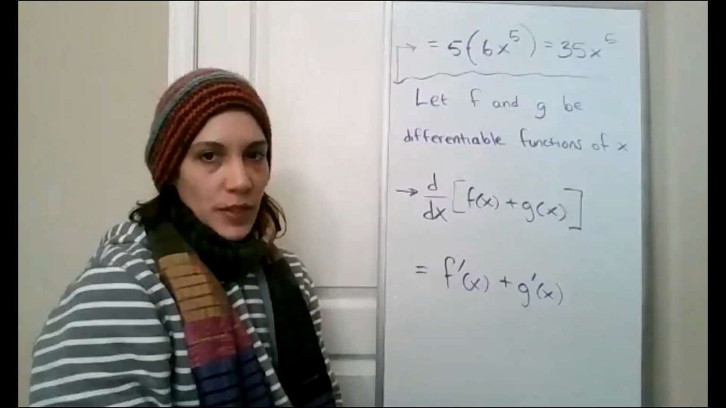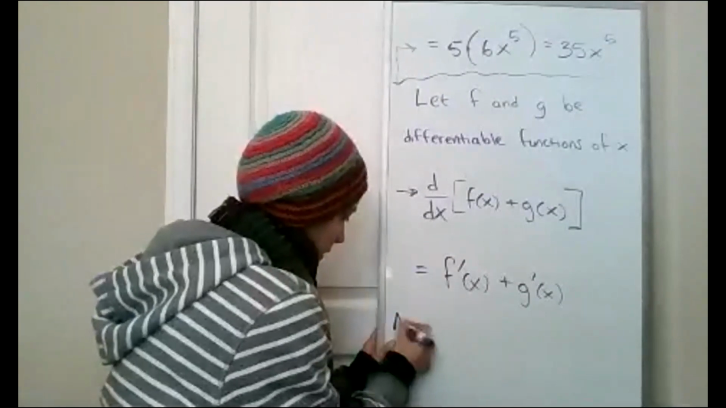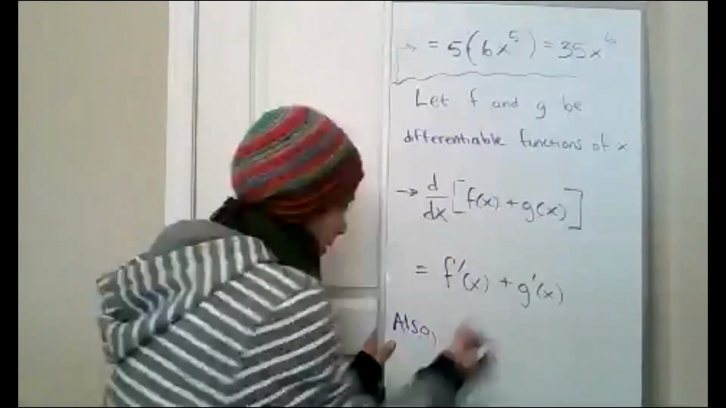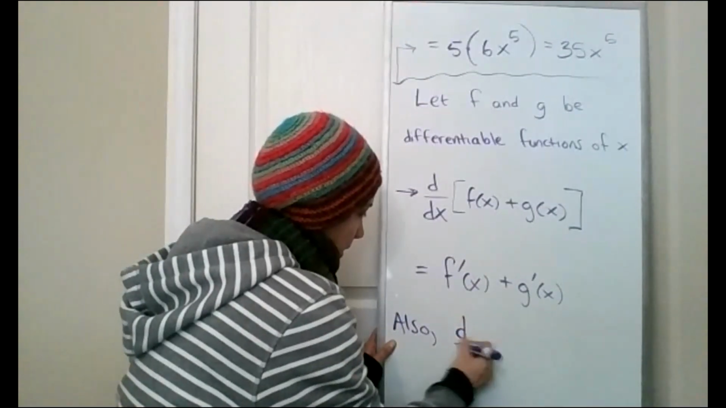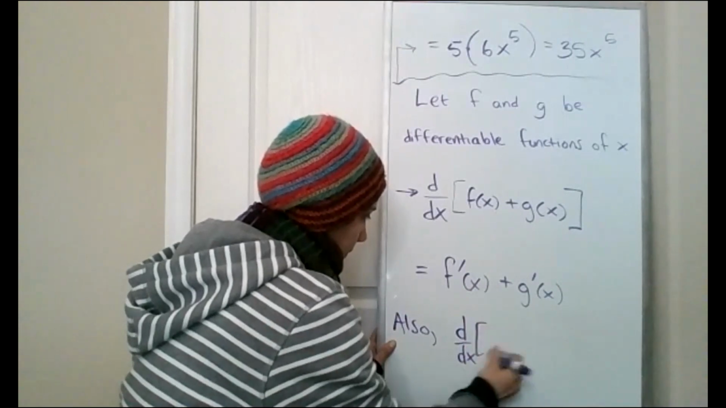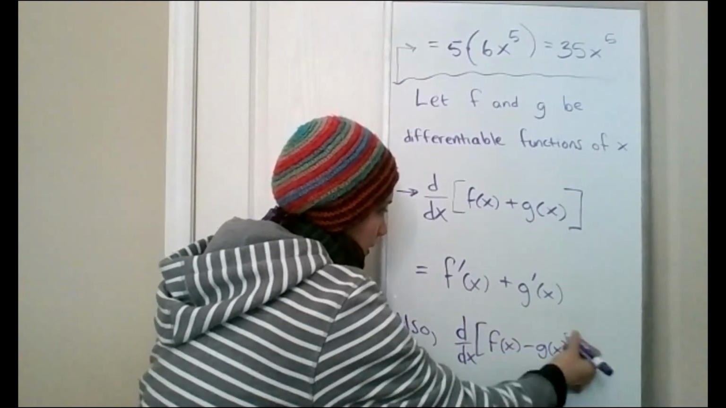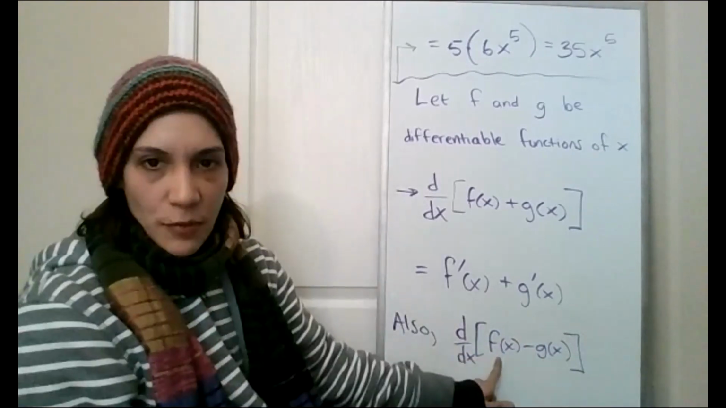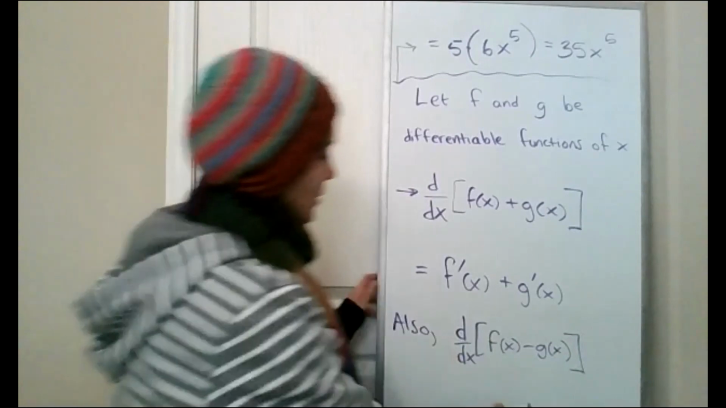And similar for the difference. So if you have d dx of f of x minus g of x, it'd be f prime of x minus g prime of x. So f of, let's do this.